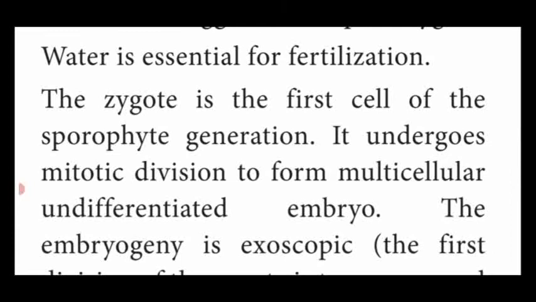Then the diploid zygote is the first cell of the sporophytic generation. Before that is the gametophytic generation, isn't it? So the sporophytic generation undergoes mitotic cell division, not meiotic cell division, underline the words mitotic cell division, to form a many-celled undifferentiated embryo. Normally embryo means three parts are there, isn't it? What are they? Radicle, plumule and cotyledon. That is the structure of an embryo seen in the higher plants.